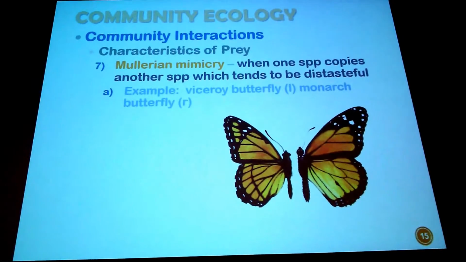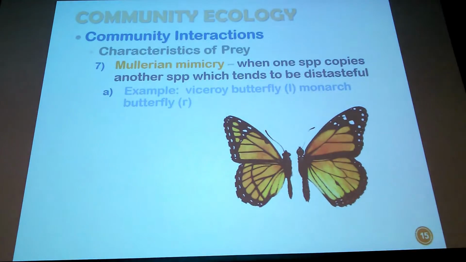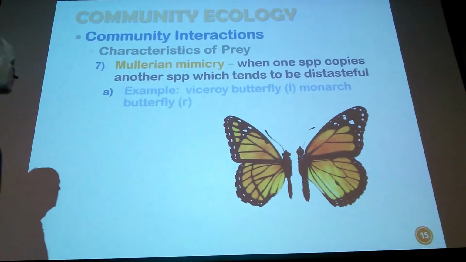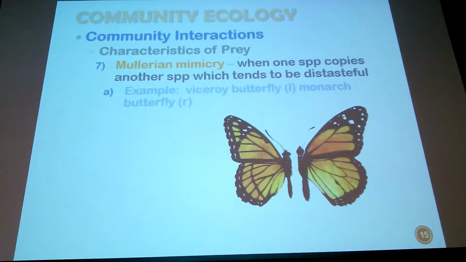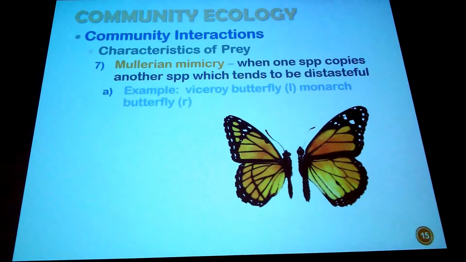Muellerian mimicry is when one species copies another species which tends to be distasteful. The viceroy butterfly and the monarch. You look at these, and if you look close, you'll see differences. Most birds aren't going to look close enough. The monarch is a terrible tasting butterfly. Not that I've tasted one before. I just know it. I don't need to taste it.